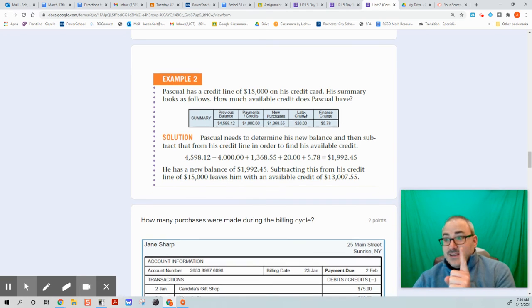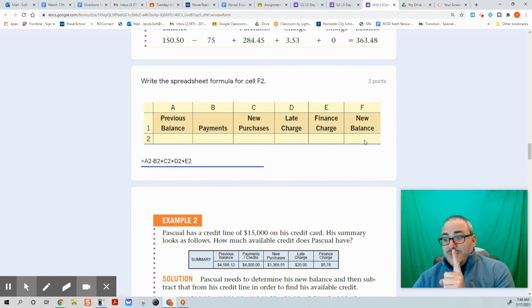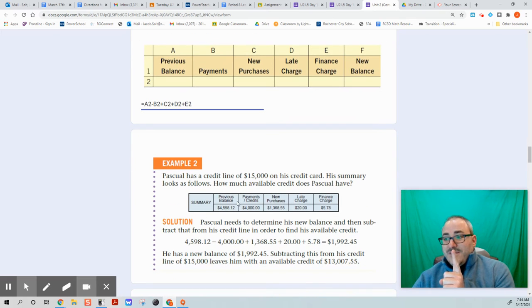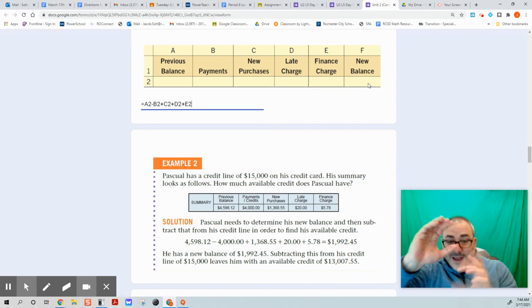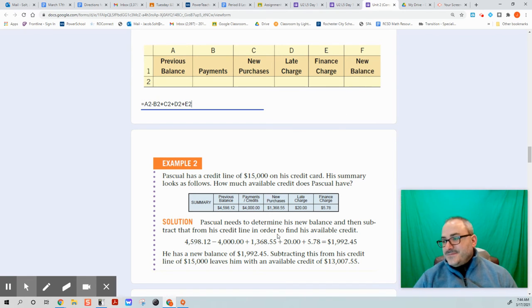In order to find out how much available credit Pascal has, we will first need to calculate the new balance. That's what we did up here. We just calculated the new balance, right? So we'll have to take the previous balance minus the payments and credits, plus the new purchases, plus the late charge, plus the finance charge. It'll give us the new balance. Once we have the new balance, we take the credit line, subtract the new balance, and we get the available credit. Okay?